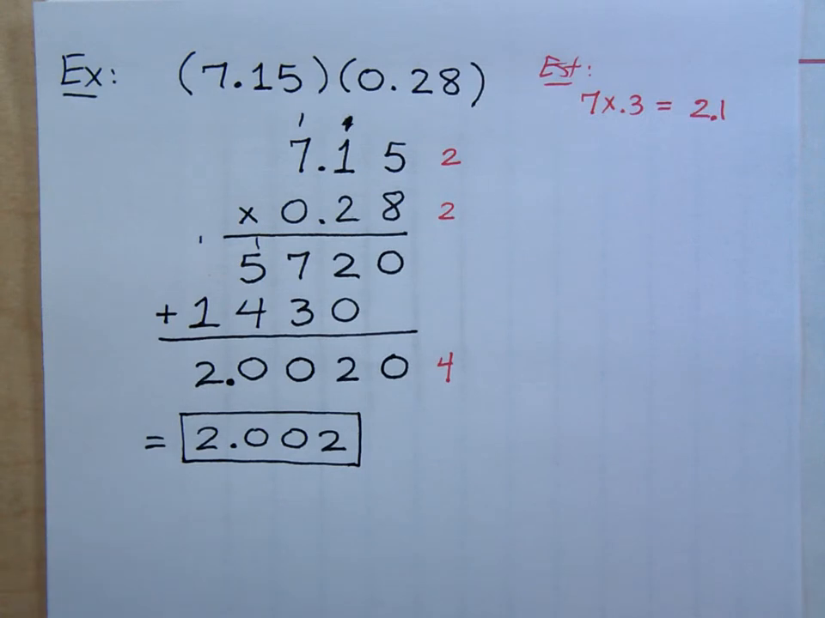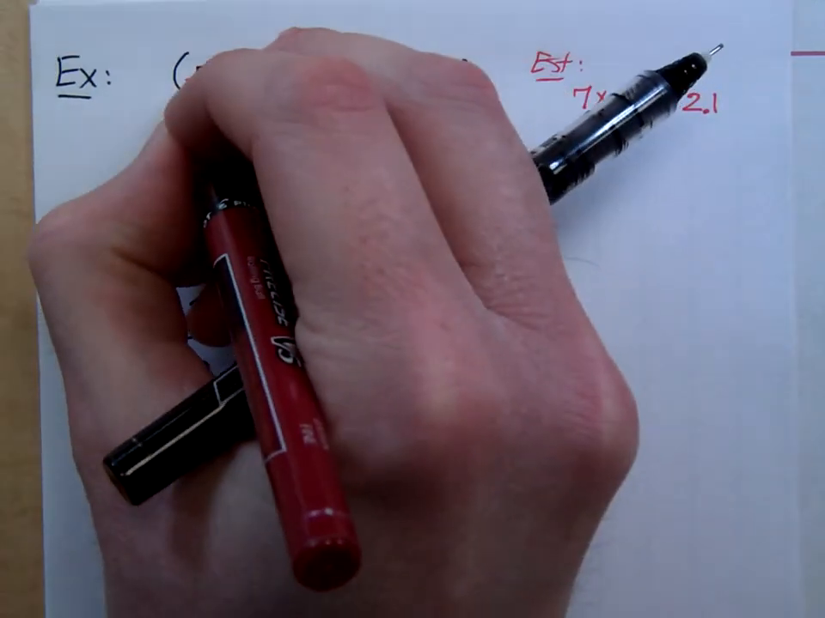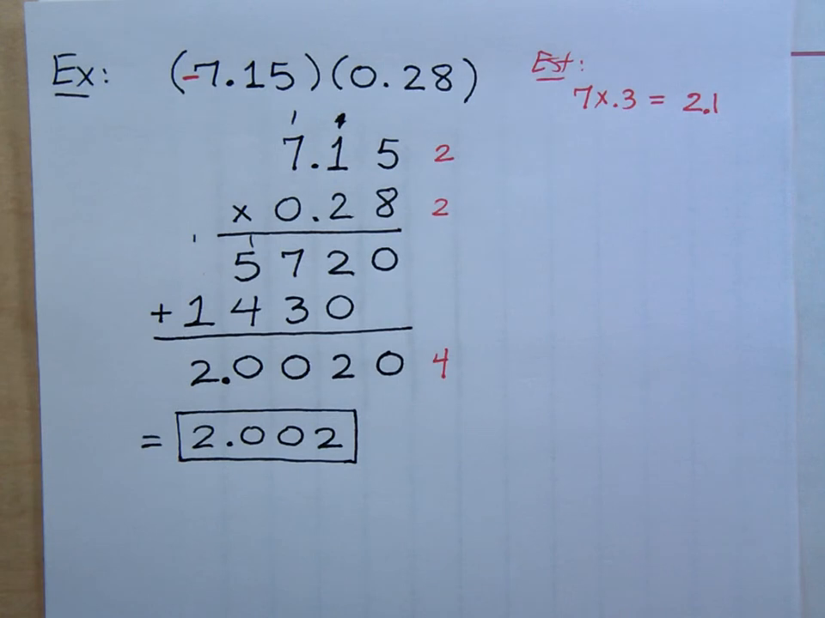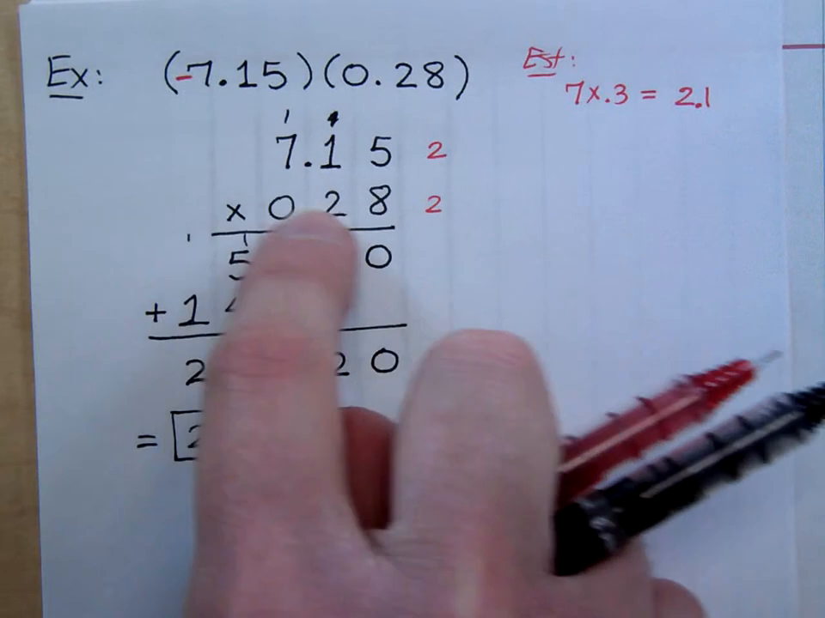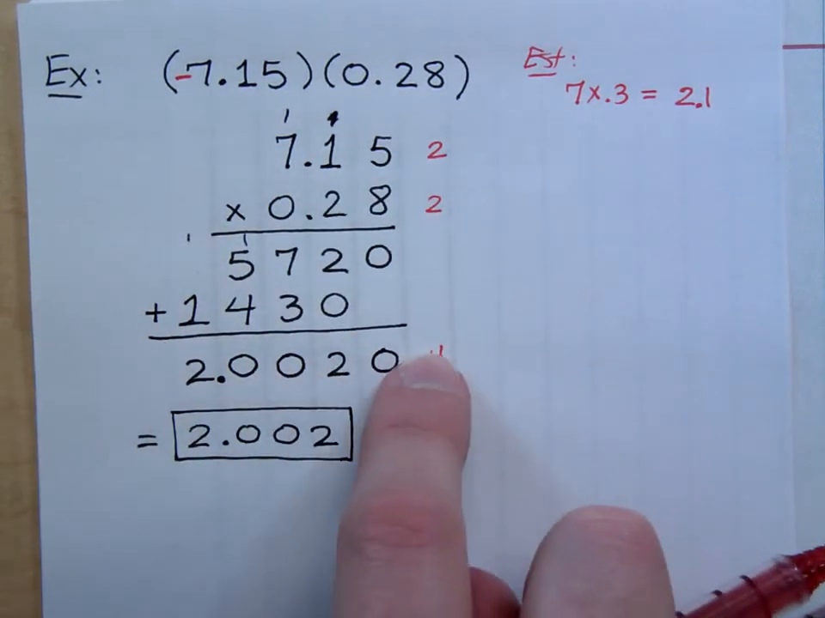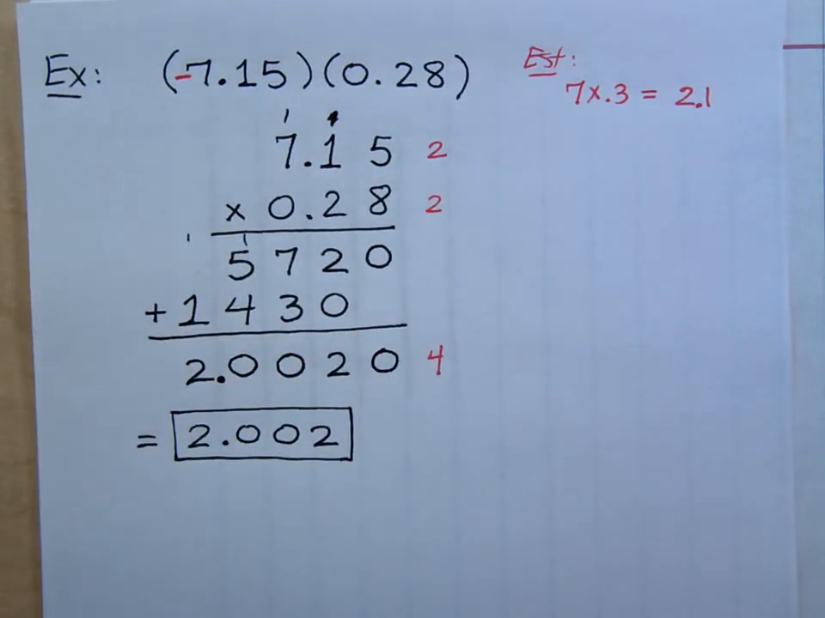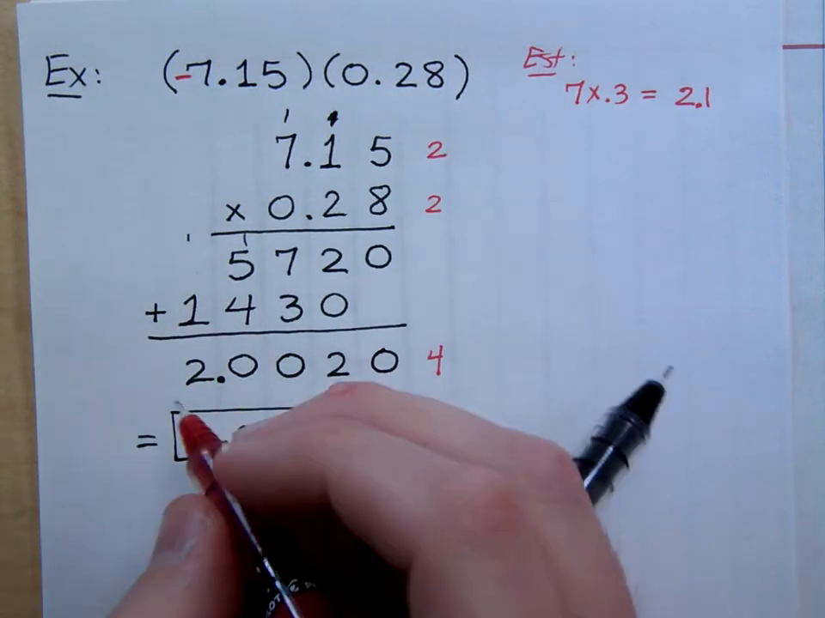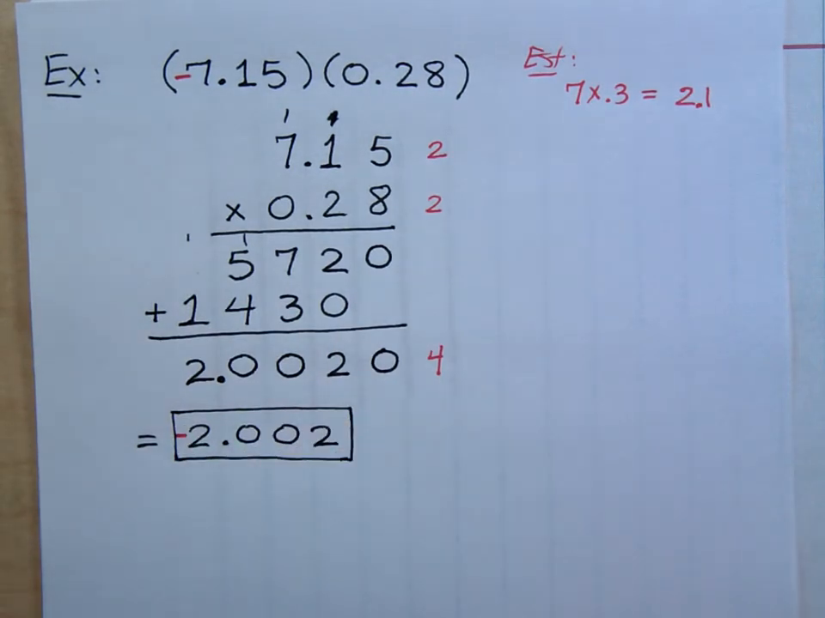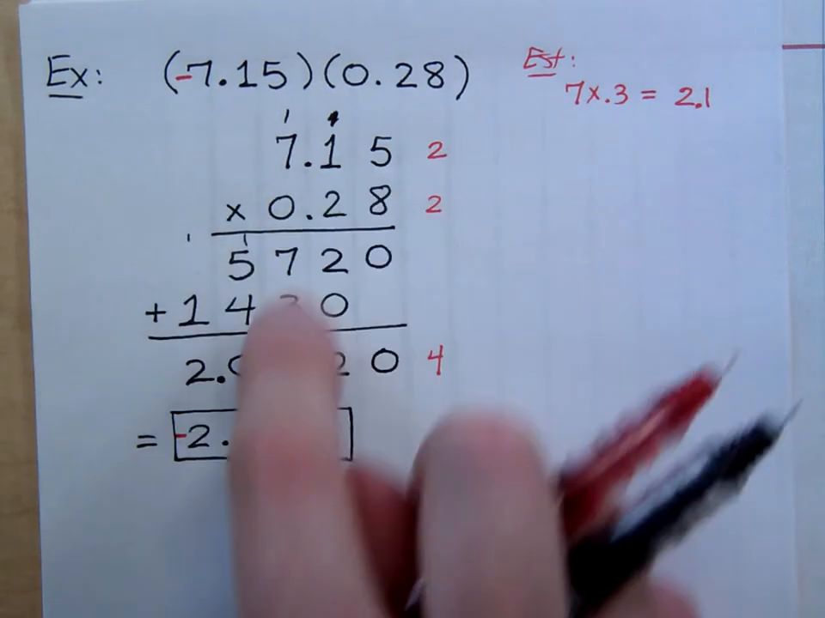Now, if for some reason this guy had been a negative 7.15, do I need to worry about my sign here when I'm doing all of this work? No. The sign would only matter where? In the final answer. So if I had this, then what would your final answer be? It would just be a negative 2.002. Negative 2 and 2 thousandths. Because a negative times a positive is a negative.